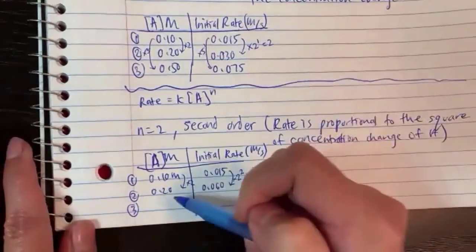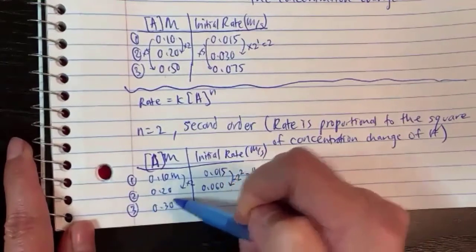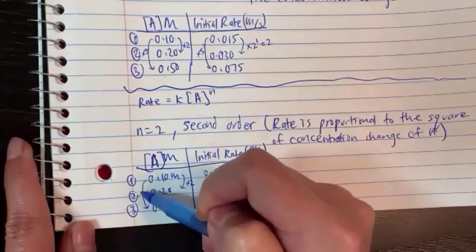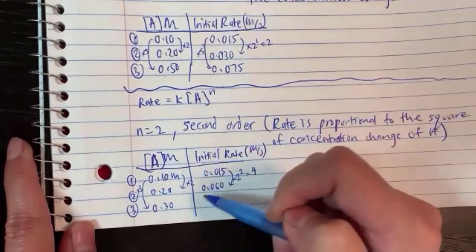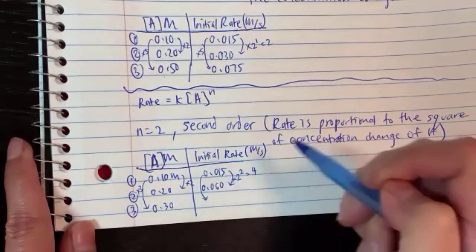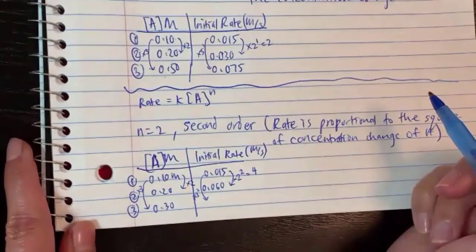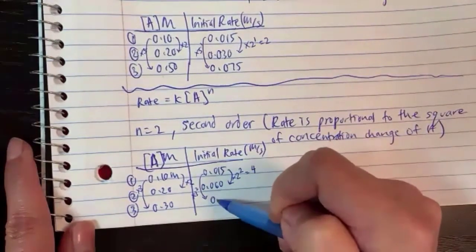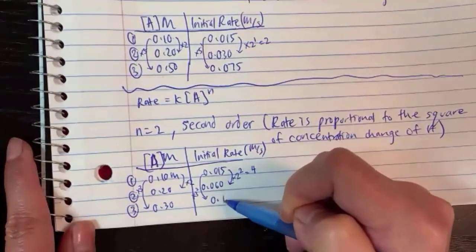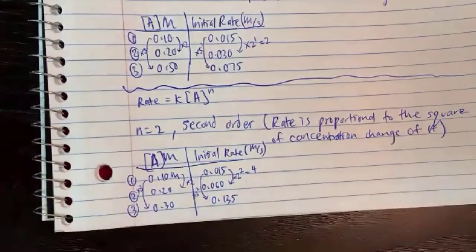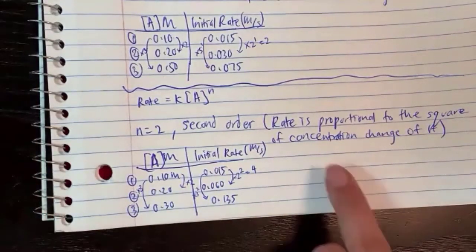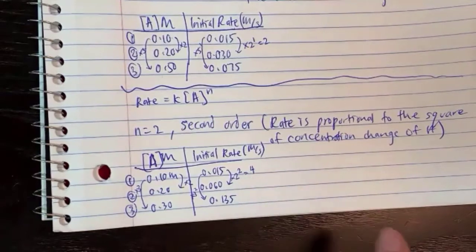And then if we were to do 3 times, so this is here times 3, right? This rate here would change by times 3 squared, which is 9 times. So you get 0.135. You see how the change is a lot bigger now. It's going to be squared.